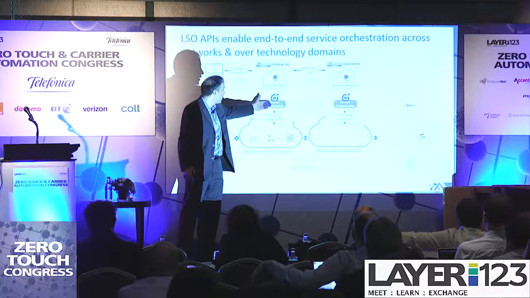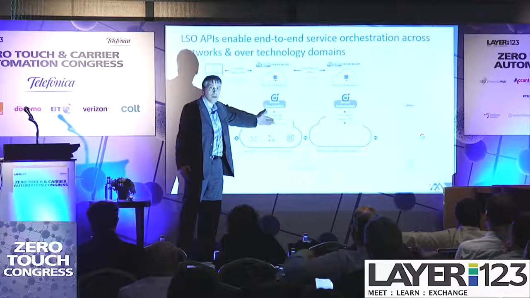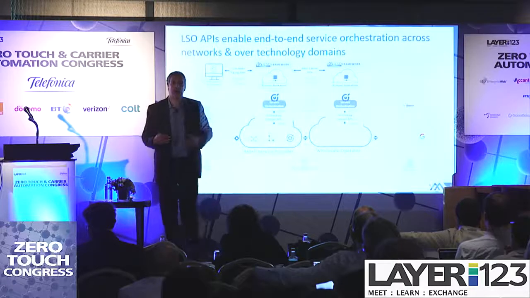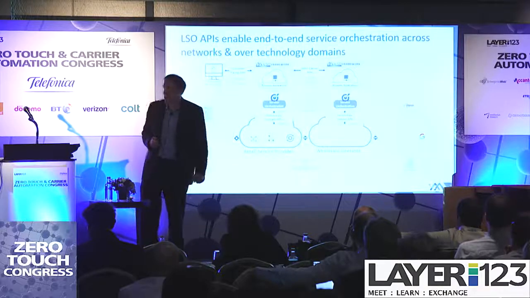Presto is between the orchestrator and the controller. And Legato is the northbound from the orchestrator to the business logic.